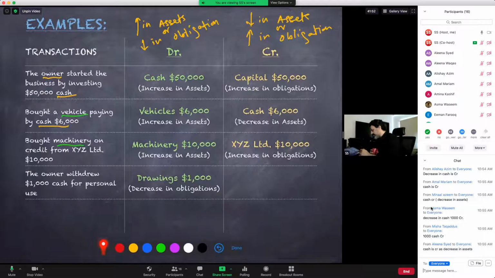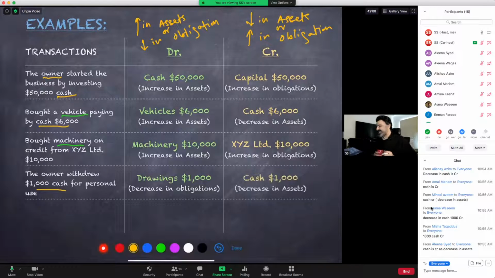So can you spot the asset over here, which we are losing? This is the asset that we are losing here, cash. So the correct answer here will be cash $1,000 decrease. That's how this particular entry is going to be broken down into its double entry parts.